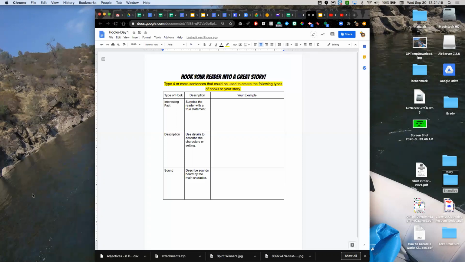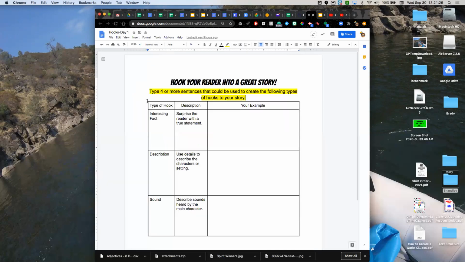Okay, so let's look at these 3 types of hooks for today. The first one is an interesting fact. And when we talk about an interesting fact, we want to surprise the reader with a true statement. Surprise the reader with a true statement. All of the examples I'm going to give you could have gone with the same story. They're all about a kiddo and the morning of his birthday. Okay, so they're all hooks for the same story, but they just are different styles.